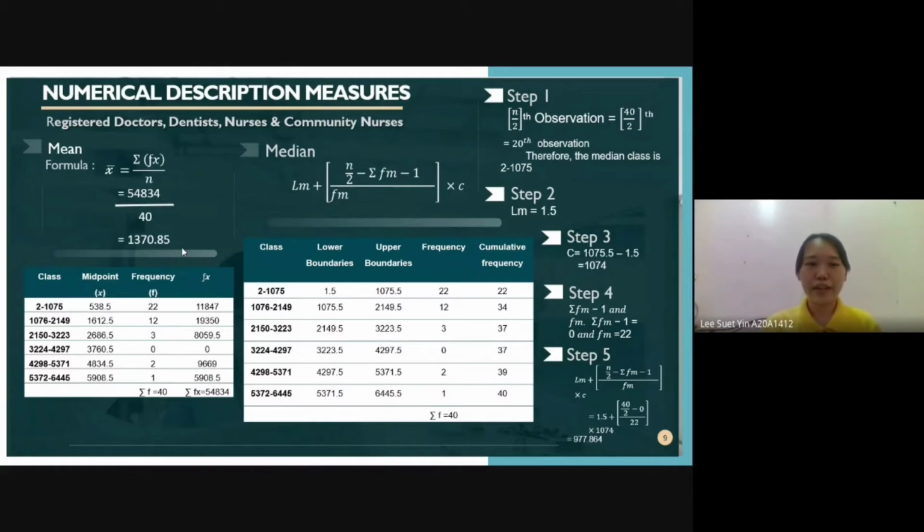Hi, my name is Li Xueyin. My matrix number is A20A1412. Today I want to present the part on numerical description, measures of registered doctors, dentists, nurses, and community nurses.